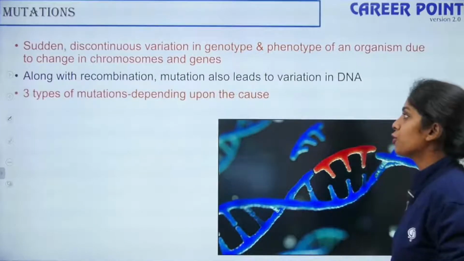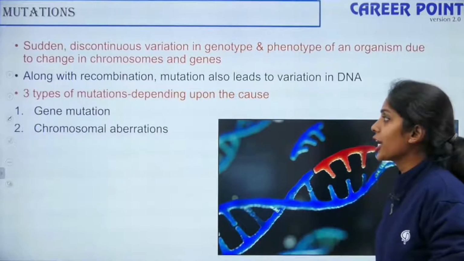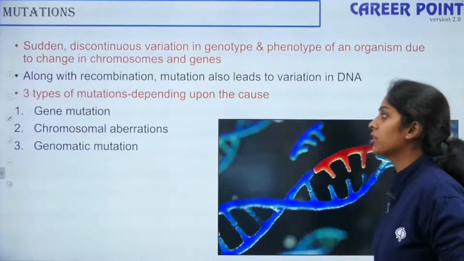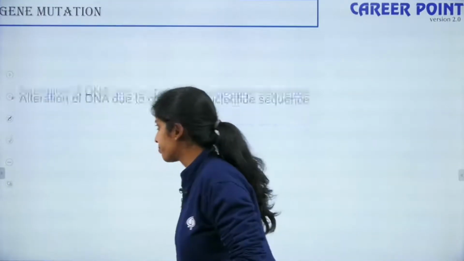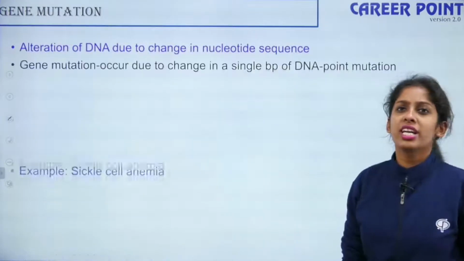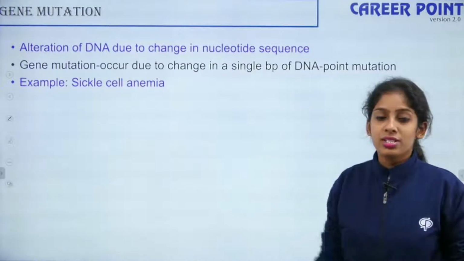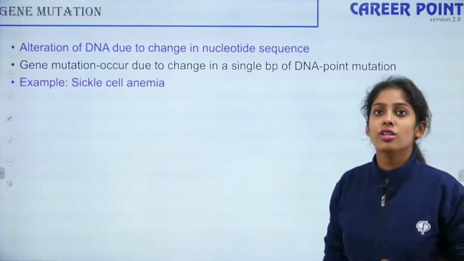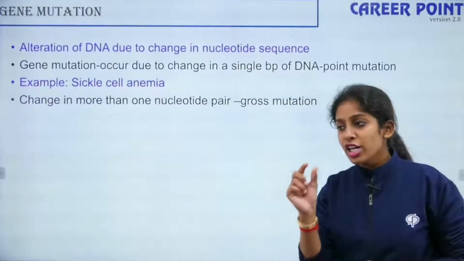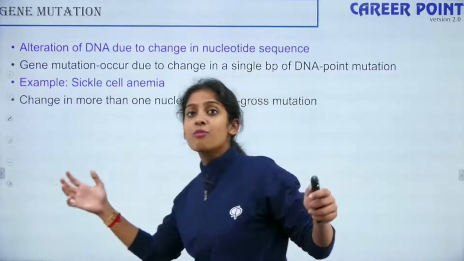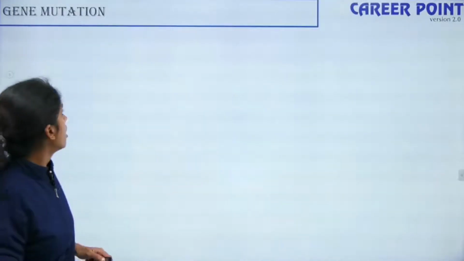So there are 3 types of mutation depending on the cause. The first one is gene mutation, the second one is chromosomal aberration, and the third one is genomic mutation. So let's see what is gene mutation. Alteration of DNA due to the change in the nucleotide sequence. So one nucleotide is replaced by the other, or it's deleted or it's substituted. So that is your gene mutation. When more than one nucleotide pair is changed, or when you have more than 1 point mutation, it is called gross mutation. Alright.